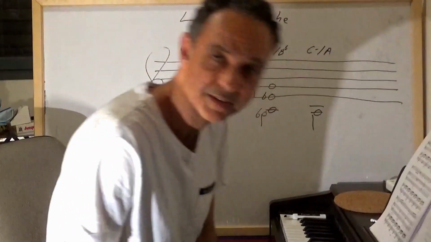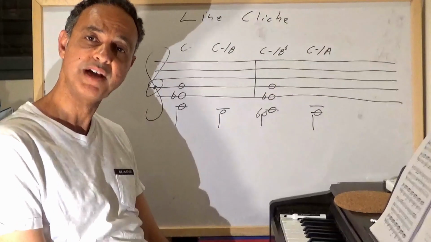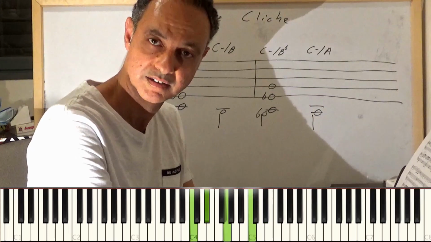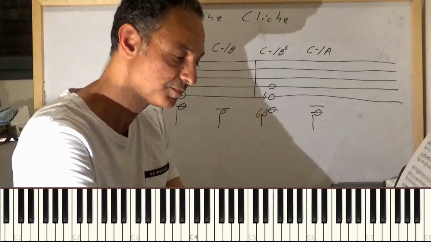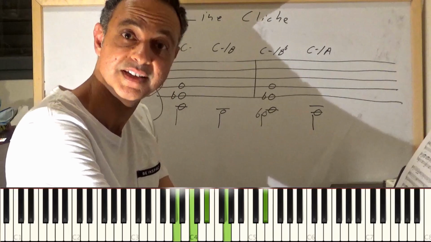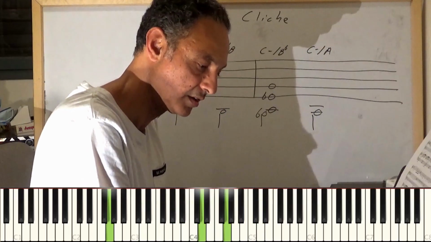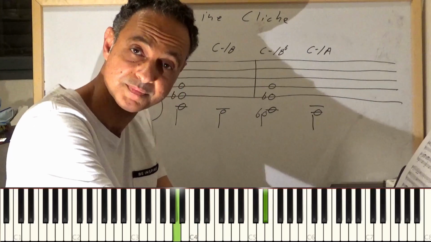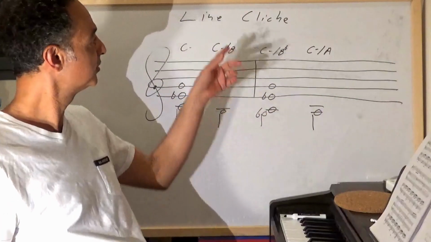Let's take a look at some examples. If we take the B part of the song God Bless the Child, we have two measures of the chord C minor, and the melody goes like this. Let's try to use the line cliche and see how it sounds. And then the melody continues. And then again. So, instead of staying over the same chord for two measures, we're doing the line cliche.